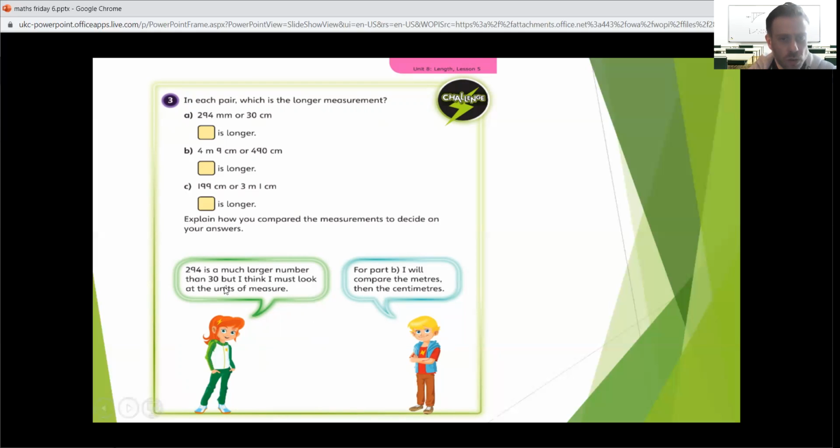What are these two saying at the bottom? 294 is a much larger number than 30, but I think I must look at the units of measure. So that's what I did. Obviously, 294 is bigger than 30, but you need to read these very carefully. That's millimeters. They're really small. There's 10 millimeters in a centimeter. So by times 30 by 10, it actually makes 300. So that one was the bigger one. And then for part B, what's he saying? I will compare the meters, then the centimeters. Just how you work it out, that's fine. What he's saying there is about changing meters to centimeters. I did that. I changed that 4 meters and 9 centimeters to 409. And then I could see, well, actually, it's not as big. All right, there you go. Well done if you got them.